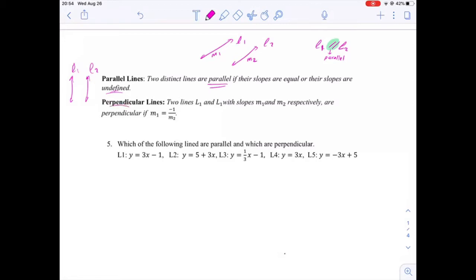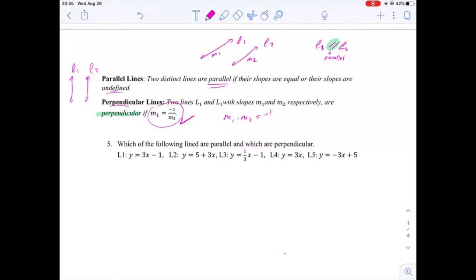The two lines are perpendicular if the slope of one of them is the negative reciprocal of the slope of the other one, or sometimes written this way: m1 times m2 is -1. But for purposes of applications, it's better to use this formula. M1 equals negative 1 over M2. And similarly, M2 equals negative 1 over M1. So one of the slopes is equal to the negative reciprocal of the other slope.